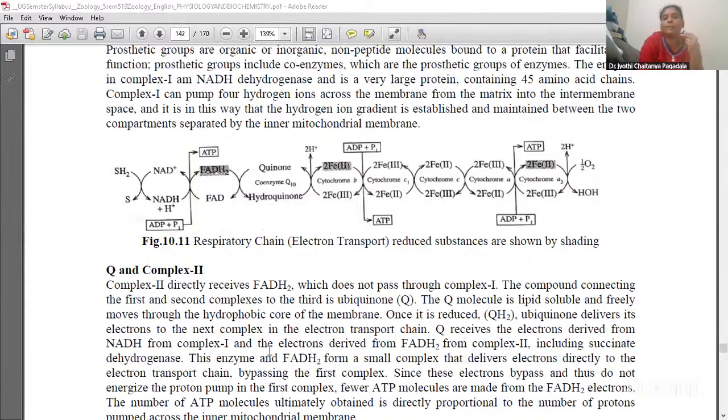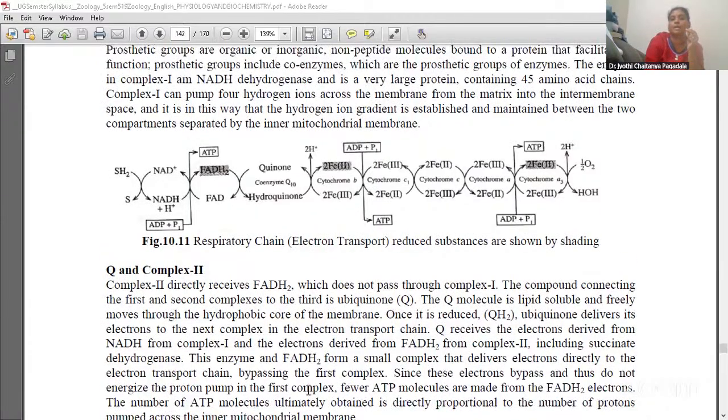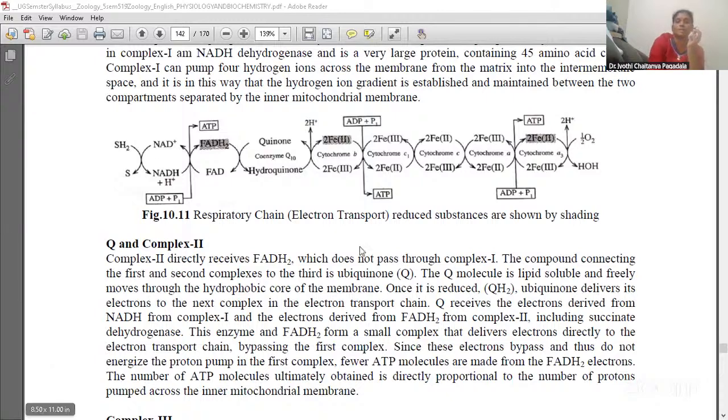Here, the ATP molecules are made from FADH2 electrons. The number of ATP molecules ultimately obtained after the reaction is directly proportional to the number of protons pumped across the inner mitochondrial membrane.